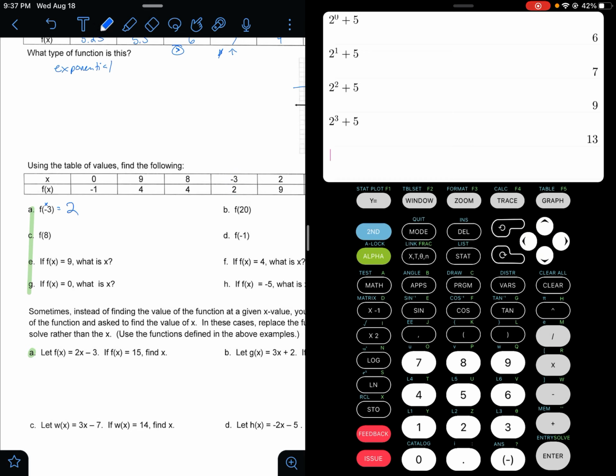Then I look, they want f of 8. So see if you can figure out what f of 8 is. Your x value is 8. What does f of 8 equal? You should get 4.